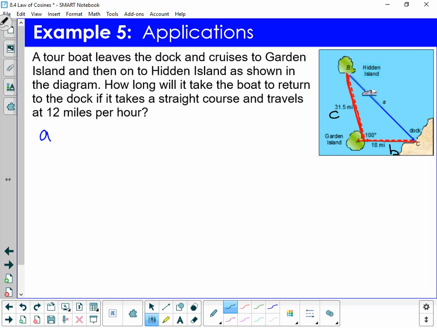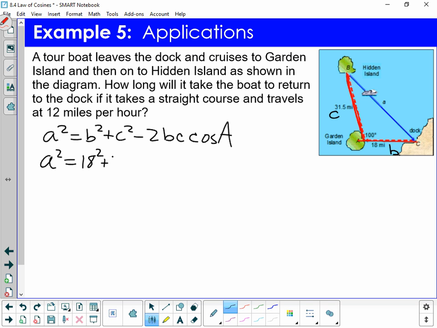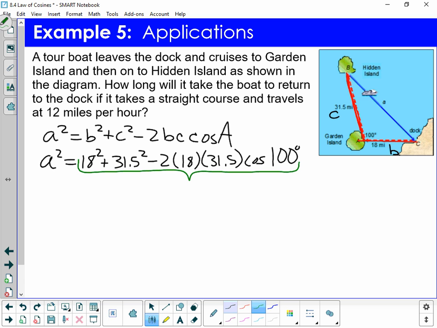So the law of cosines says A squared, that's the one we're trying to find, is equal to B squared plus C squared minus 2BC cosine A. And if we put in the values that we know, 18 squared, 31.5 squared, cosine 100 degrees, angle A is 100. And in this case, remember, we're finding a side, it's pretty straightforward. These are all just numbers, we can type it in.